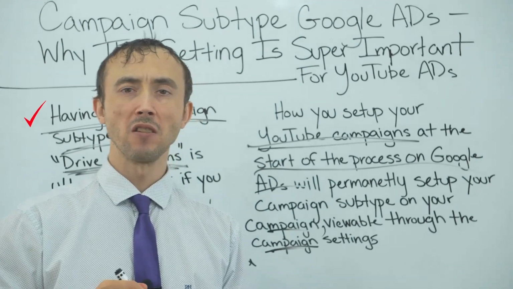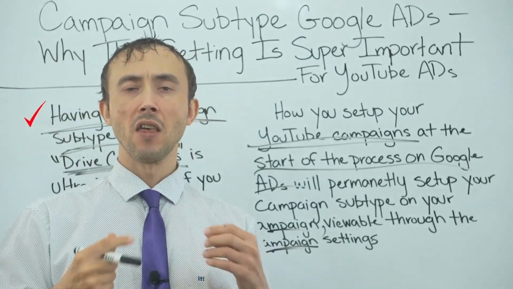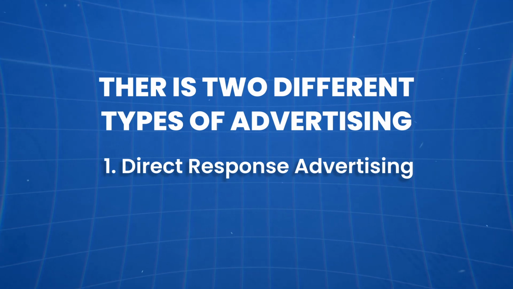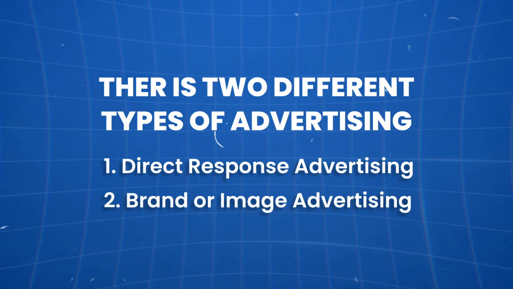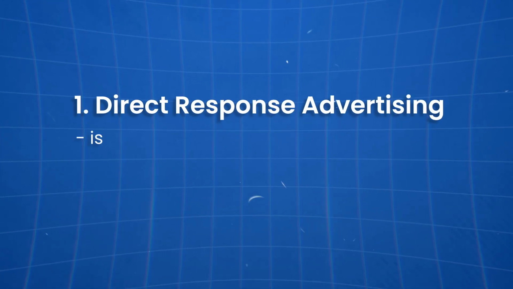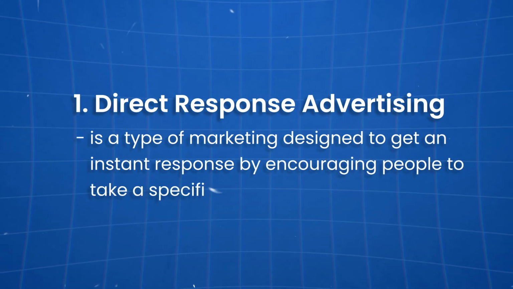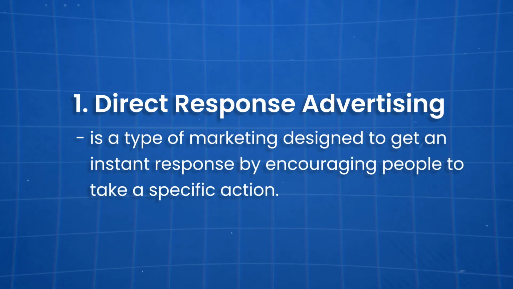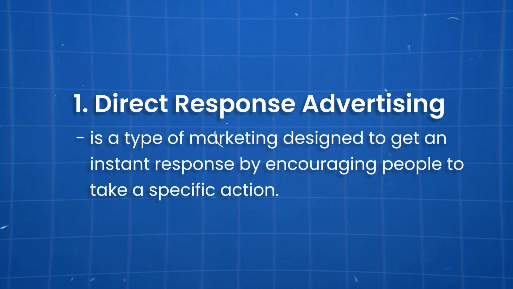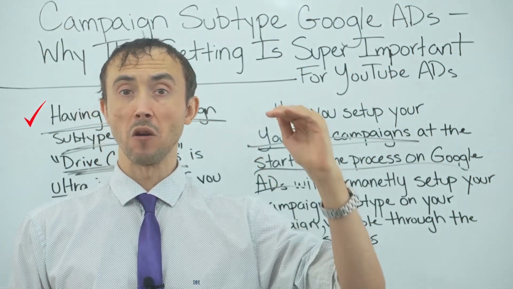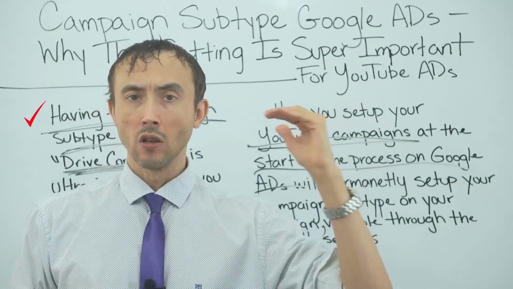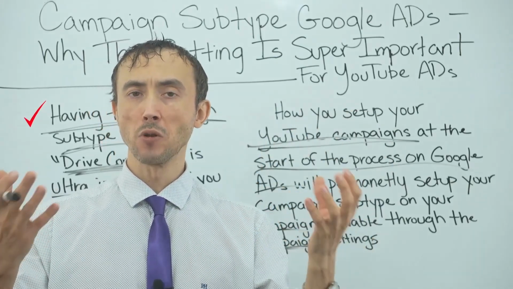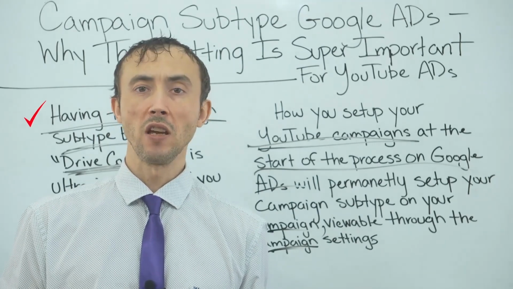When I say direct response, if you're not familiar with marketing lingo, there are two different types of advertising you can do. There's direct response advertising, and then there's brand or image advertising, as they call it. Direct response advertising is meant to, just like it sounds, get a response out of the viewer of the ad. You're trying to get them to click through and buy from your website, or click through and fill out a form on your website, what have you. You're trying to get them to take some specified action right away, not two weeks from now, but now.